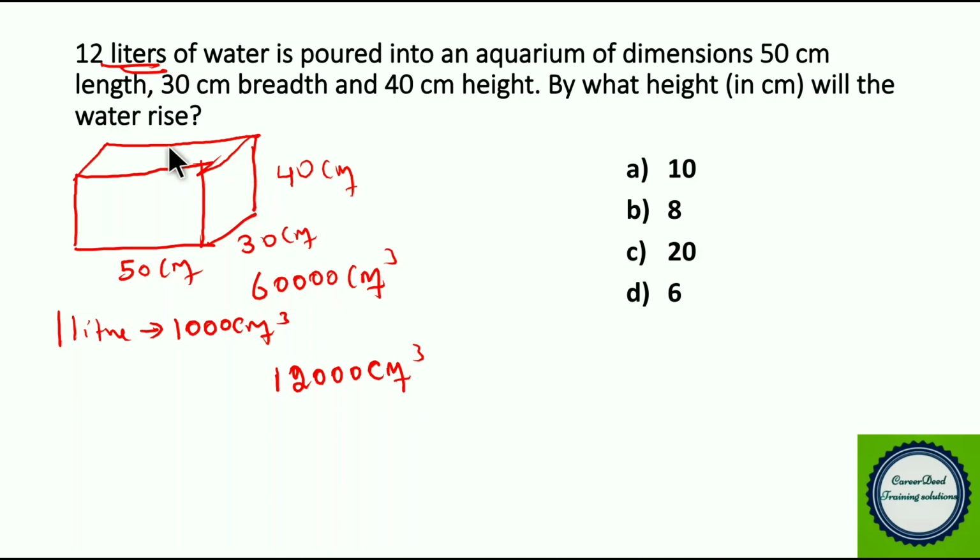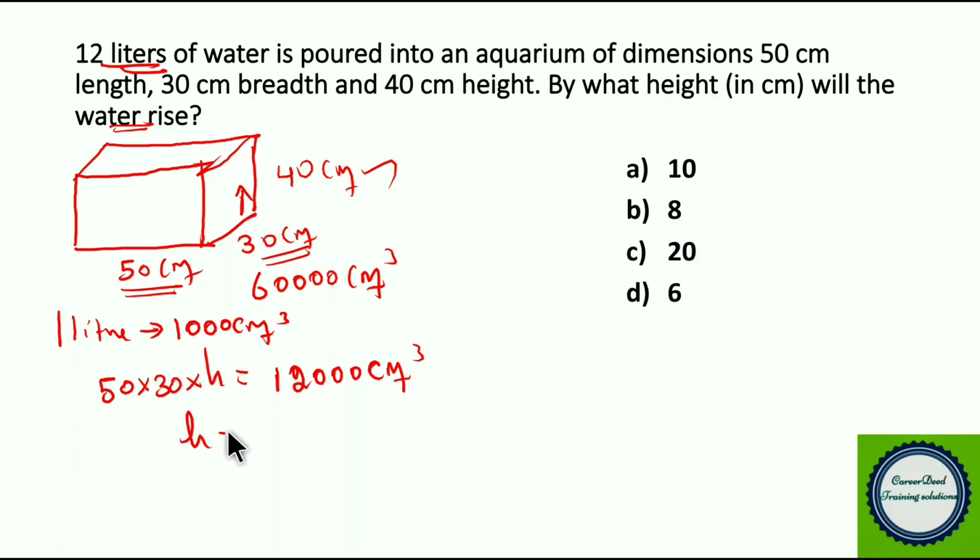Now the actual volume is 12,000 centimeter cube of water in this aquarium. They are asking us to find by what height will water rise. So you have to find the height, right? So the length is the same 50, breadth is the same 30. You have to find the level of water rise. So length is 50 and breadth is 30 and height you can take as h, right?